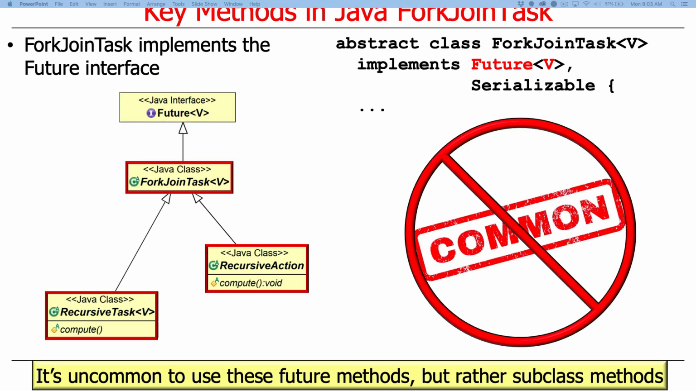It's actually not that common to use the Future methods in general with ForkJoinTask. The most common time it's used is if you submit a ForkJoinTask from a non-ForkJoinTask client, and then you want to be able to essentially get the result. Instead, we're typically going to use other methods like join in order to get the results from something that's submitted as a ForkJoinTask, and you'll see more about that in a second.